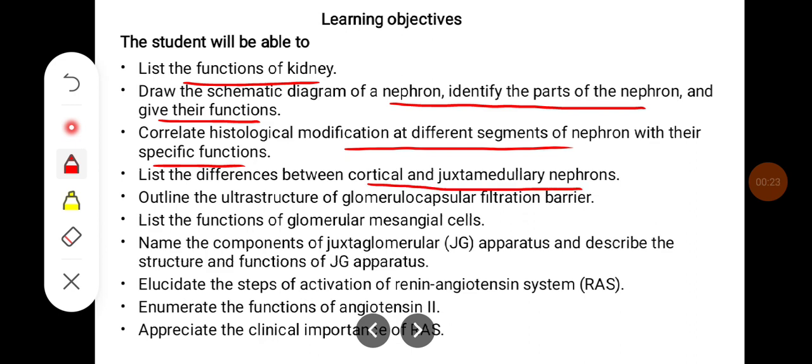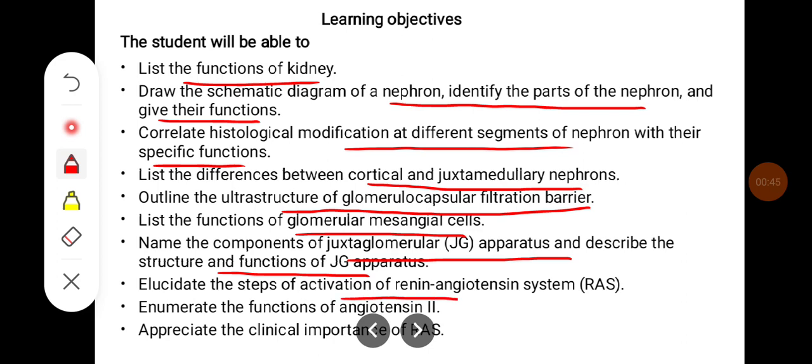cortical and juxtamedullary nephrons, outline ultrastructure of glomerulocapsular filtration barrier, list the functions of glomerular mesangial cells, name the components of juxtaglomerular apparatus and describe the function and structure, elucidate the steps of activation of renin-angiotensin system, enumerate functions of angiotensin 2, and appreciate its clinical importance.